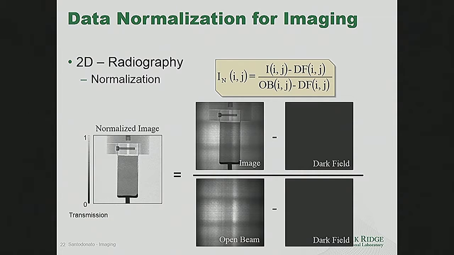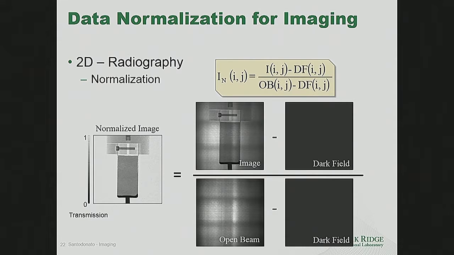Okay, data normalization for imaging. If you look at a raw image here, here's the image with the sample in the beam. Here's just an open beam, no sample. Look at that, you get this plaid shirt pattern, and that's because our neutrons have traveled down a guide with polished surfaces. The neutrons bounce around in that guide, and they get this structure. The intensity varies quite a bit spatially.